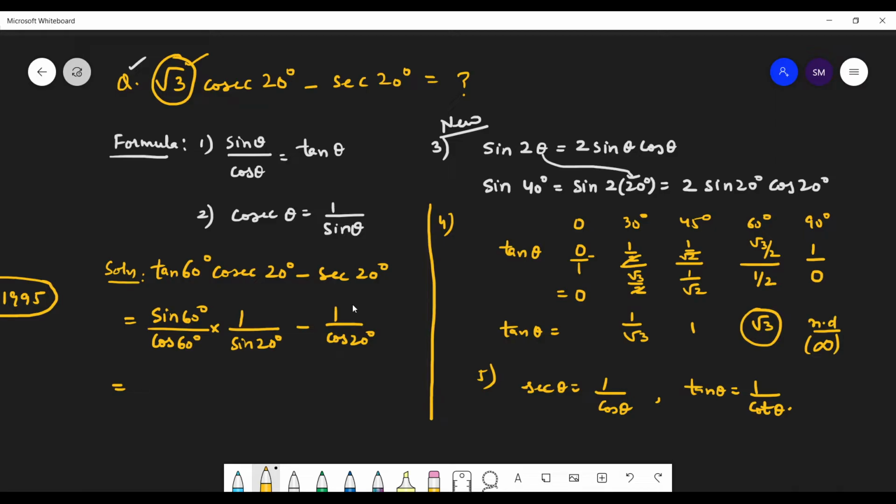So 2 into sine 20 degree into cos 20 degree. And what we have as your denominator is cos 60 degree, sine 20 degree, cos 20 degree. So students, sine 20, sine 20, cos 20, cos 20 will cancel out, and you get 2 upon cos 60 degrees. Yes, that's 1 by 2. So that will be equal to 2 into 2 by 1, and that's equal to 4. Okay.